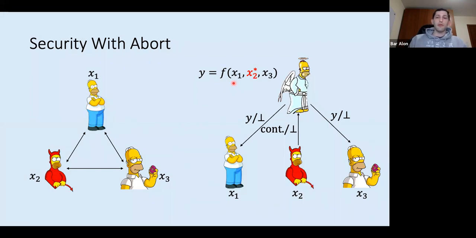And that's security with abort. Once we have this, just like before, the simulator outputs a view. And now, just like before, we want to say that it's indistinguishable from the real execution. And if that's the case, then the protocol is considered secure with abort.